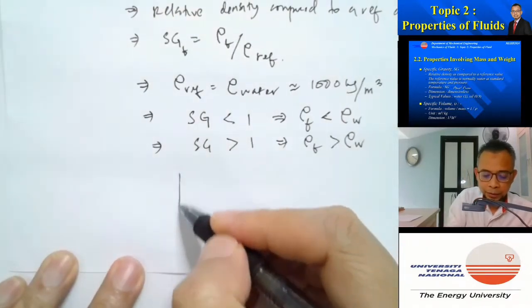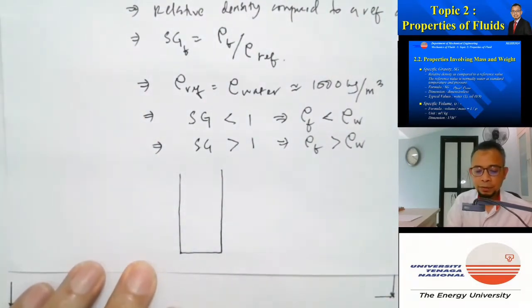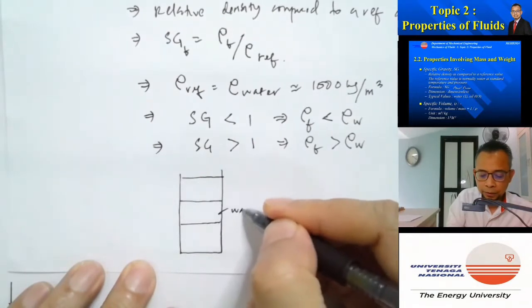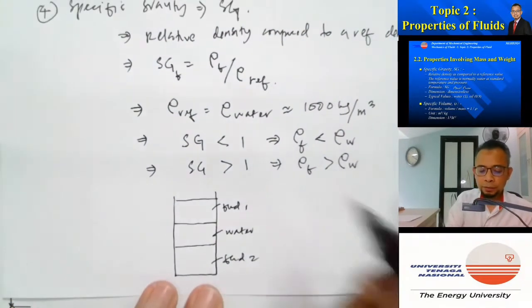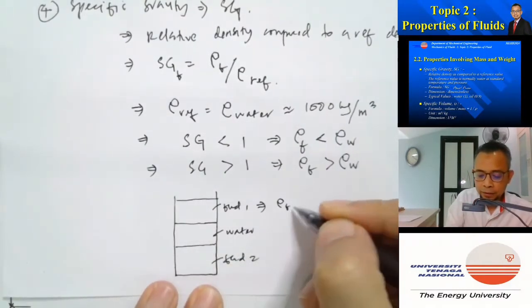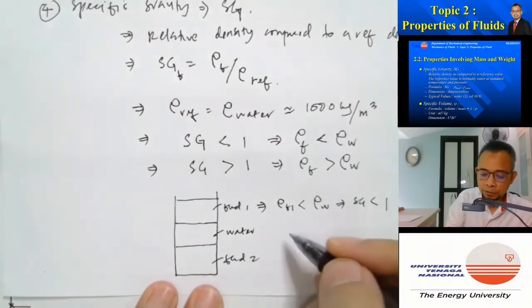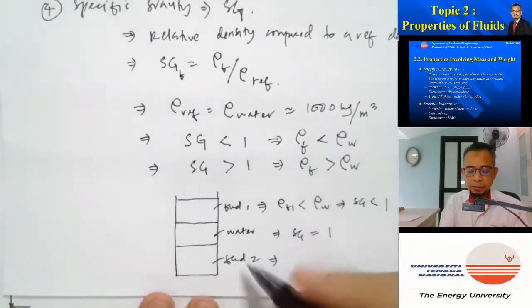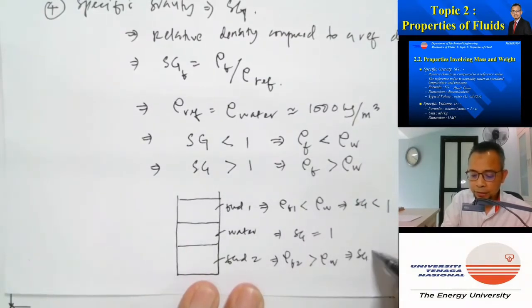If we put, let's say, 3 different fluids in a container, and the fluids have different specific gravity and different density, right? So let's say this is water, this is fluid 1, this is fluid 2. Since fluid 1 settled at the top of water, the density of fluid 1 is less than the density of water, so Sg is less than 1. Of course, for water, Sg is equal to 1. And for fluid 2, since it settled below, rho fluid 2 is bigger than rho water, so Sg is bigger than 1.